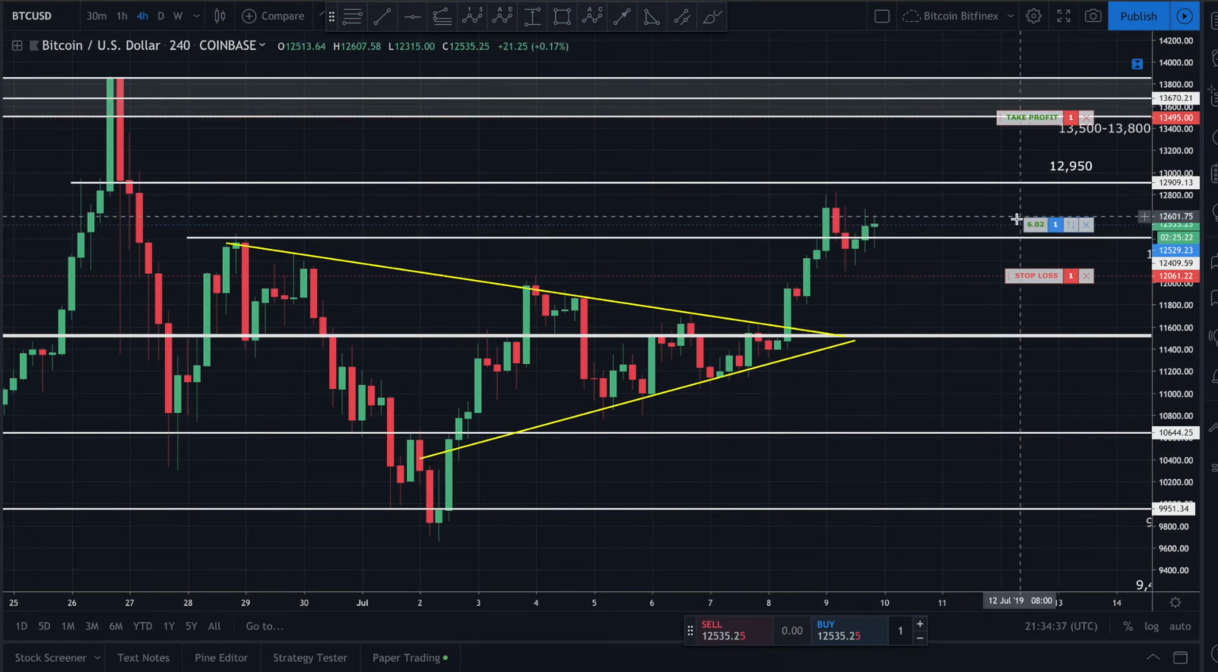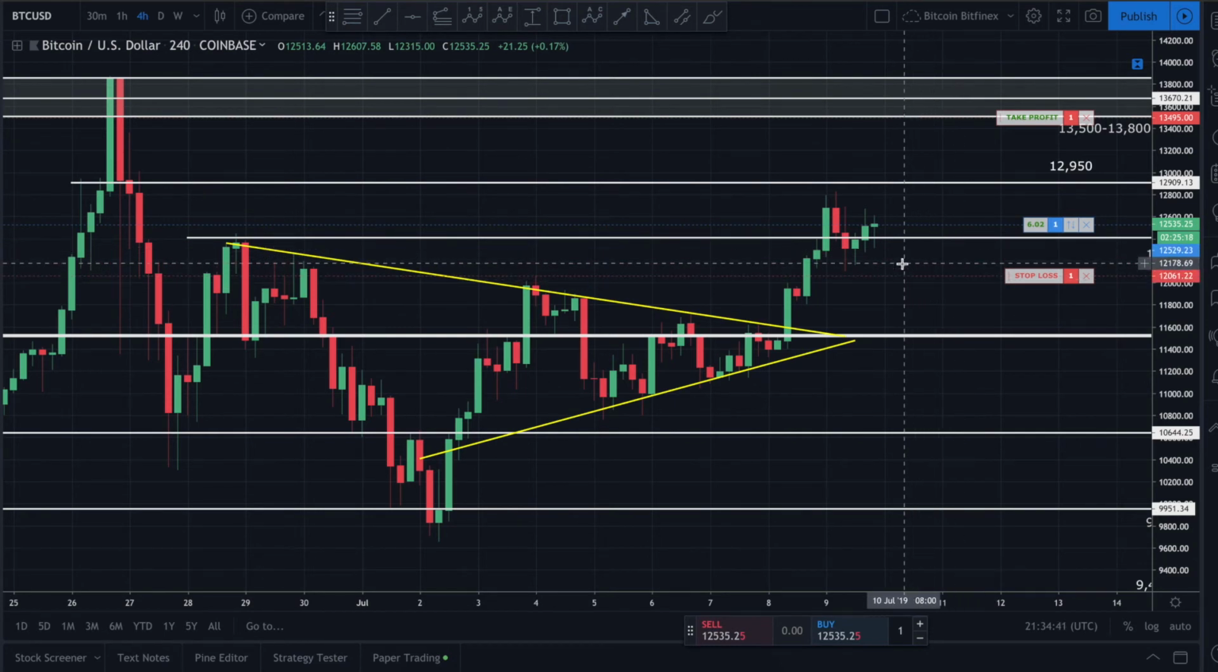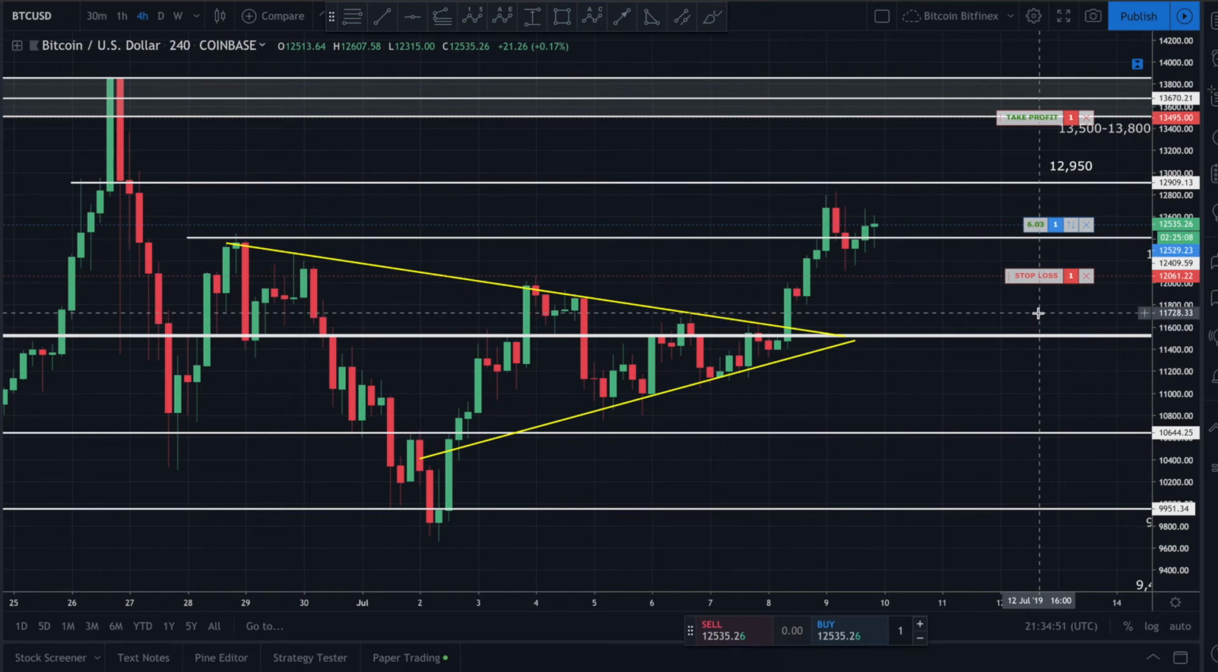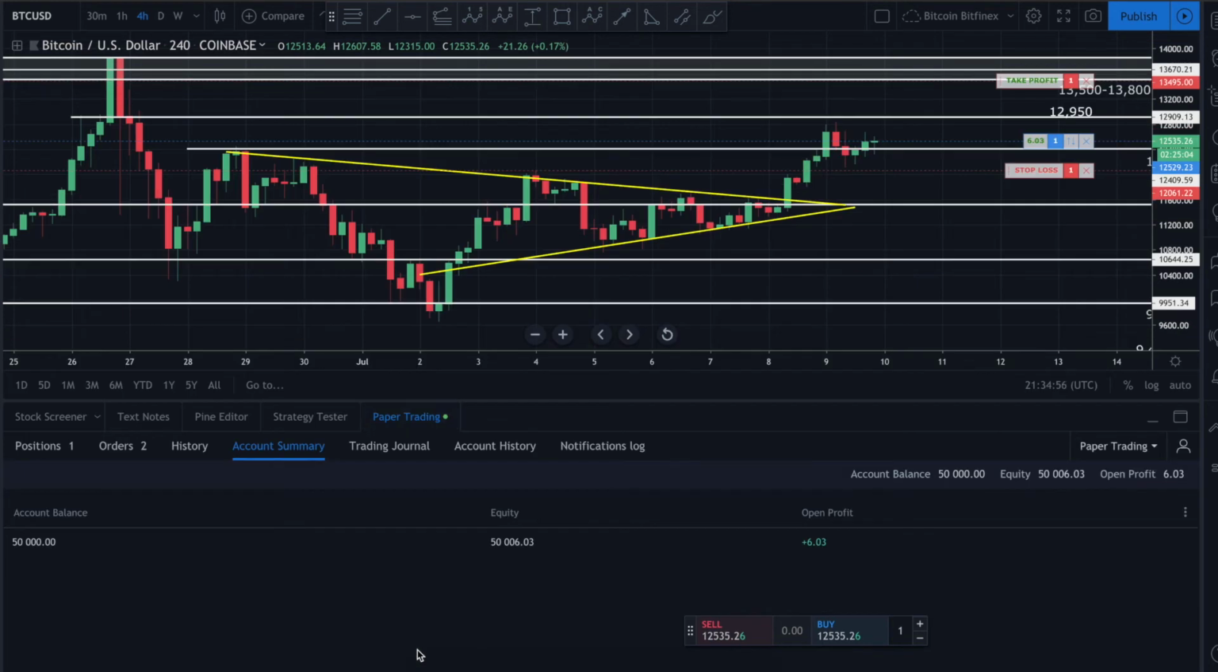Now you can see right on my screen where I bought, where my entry position was. It shows you right here at $12,535.25. That was my entry position. You can see my target, my take profit right up here at $13,495. You can see it sitting here, and you can see my stop loss also marked out for me down here at $12,061.22.